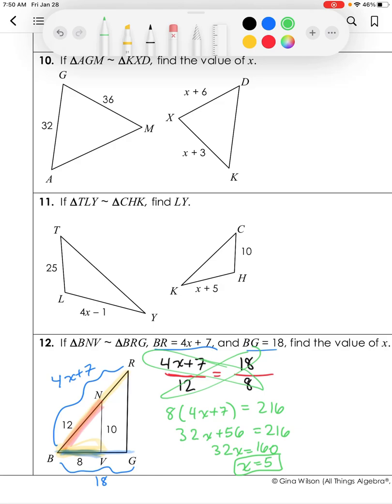If you need to, please highlight and look at the similarity statement to check to see what sides are matched up. That's the only tricky part of today's lesson. The solving and the cross multiplying is Algebra 1. You should be able to do that.